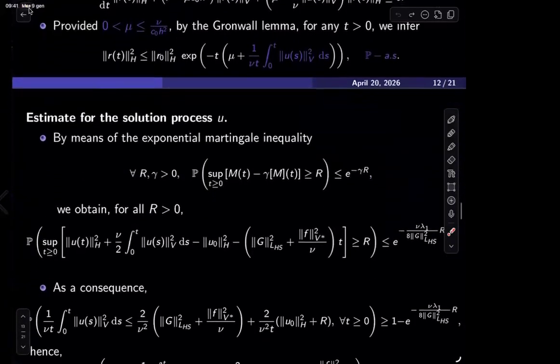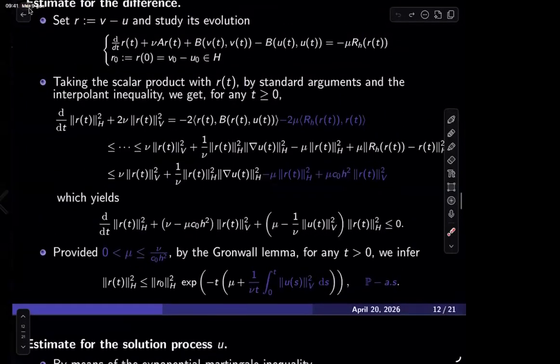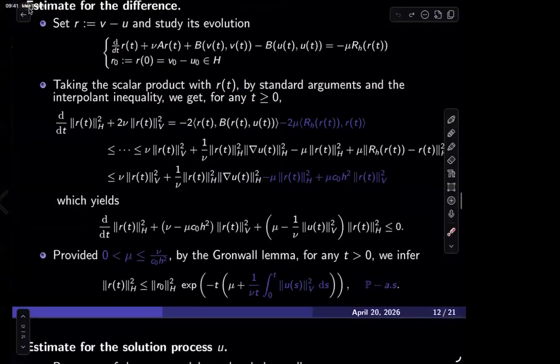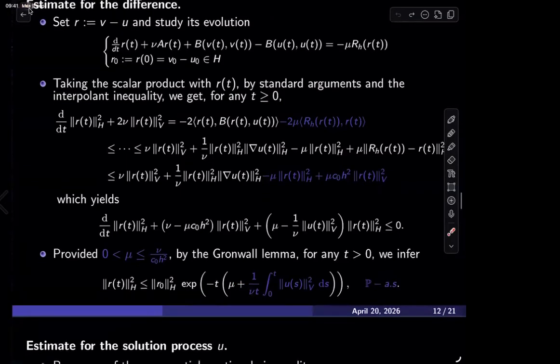Excuse me. Is there a typo? There should be a minus, maybe? Minus where? Sorry. In the line before, you have mu minus 1 over nu, and then the norm. Yeah, sorry, there's a typo. So in the last line it should be mu minus. Yeah, exactly. Great. Thanks.